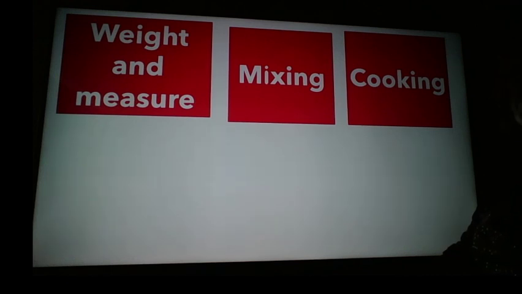So here we go again then. We have three categories: weight and measure, mixing, cooking. Are you ready? Our word is fold. That's a bit harder. What do you think? Fold. Is it weight and measure? Is it mixing? Or is it cooking? I'm looking at your answers on the live chat and I can see that you've got all of the answers correct up to now. Can you get this one correct?